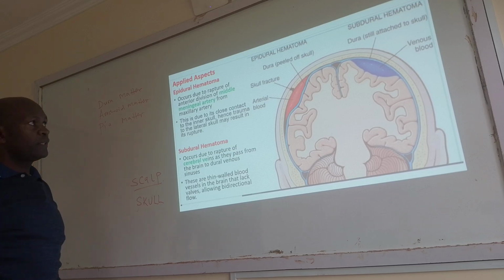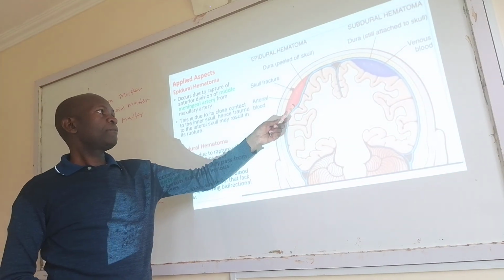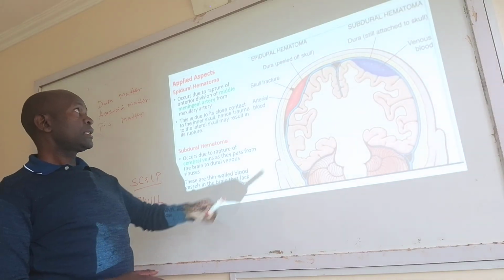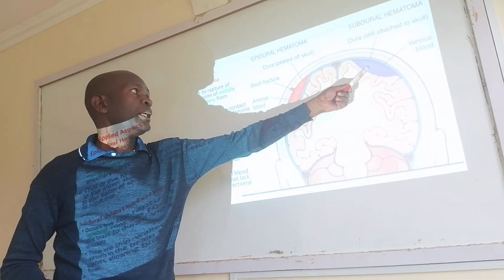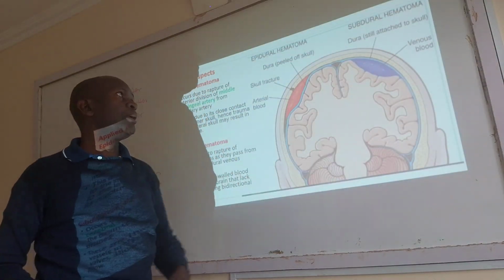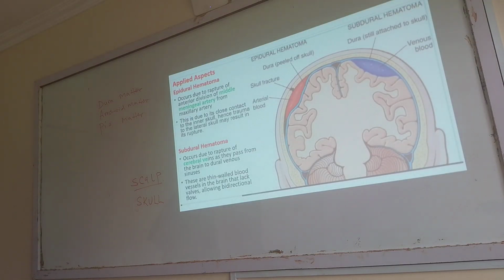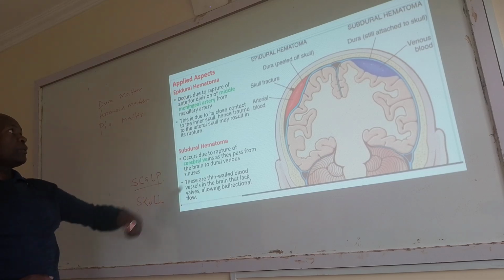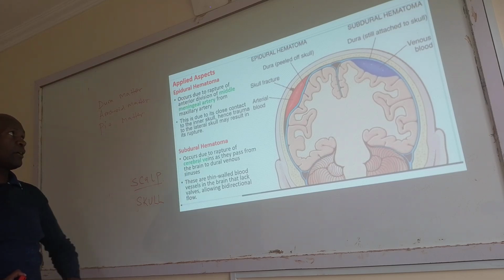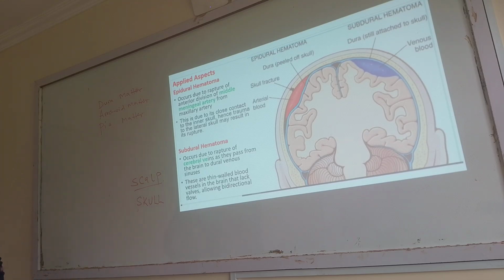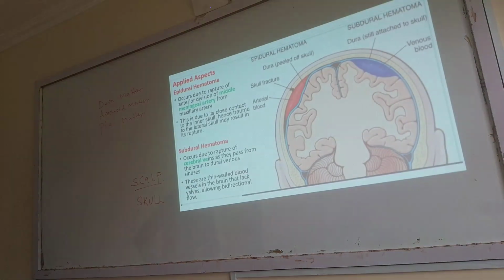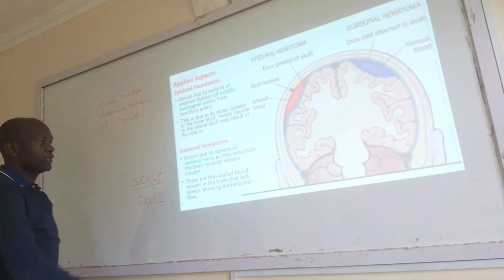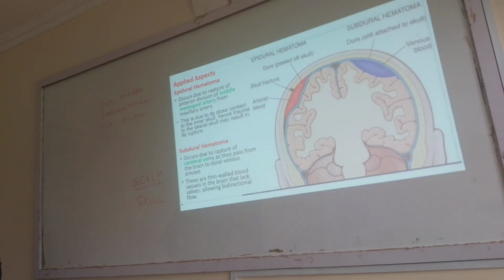So this one explains what I've just mentioned. There is a bleeding here above the dura mater, and this is what we refer to as epidural hematoma. There's another bleeding below the dura mater, what you are seeing in blue, and that is what we are referring to as the subdural hematoma. So, epidural hematoma occurs when there is rupture of a blood vessel called the middle meningeal artery, while the subdural hematoma occurs when there is rupture of cerebral veins. So mark those two differences.